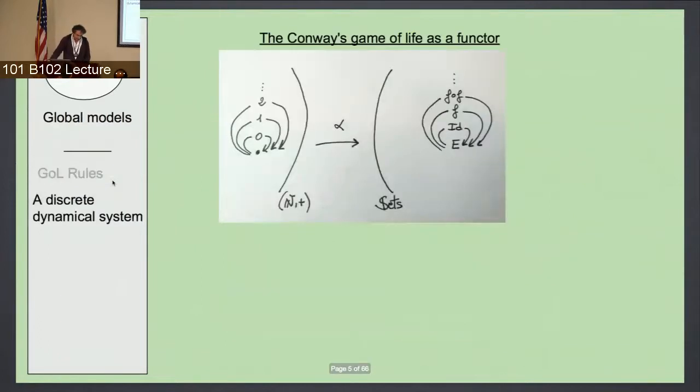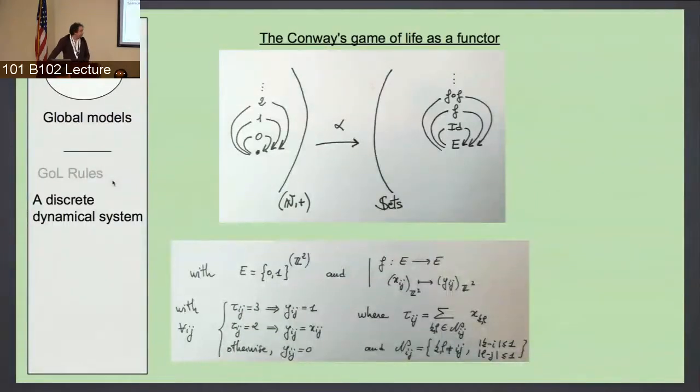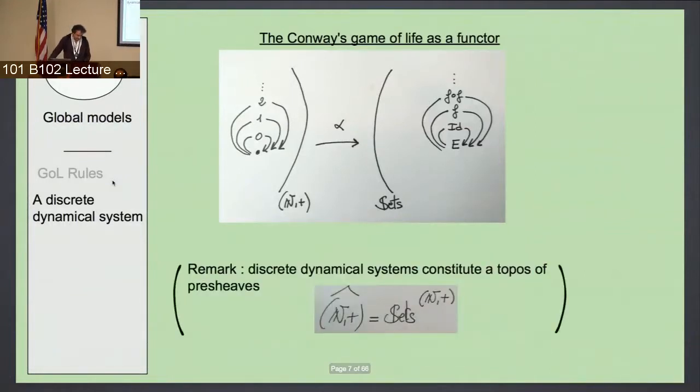As a discrete dynamical system, the Game of Life can be seen as a functor alpha from the additive monoid of natural numbers to the category of sets, with suitable state set and transition function. Notice, by the way, that the class of discrete dynamical systems constitutes a topos.